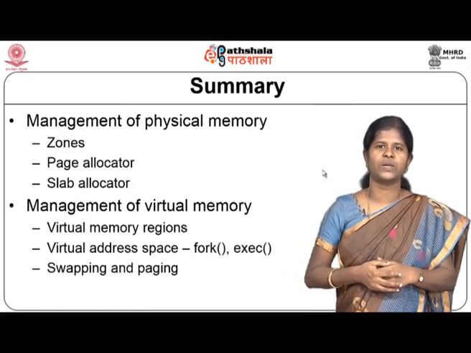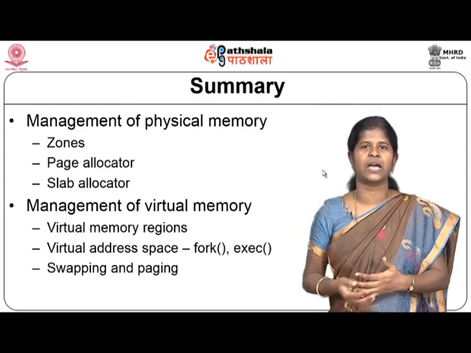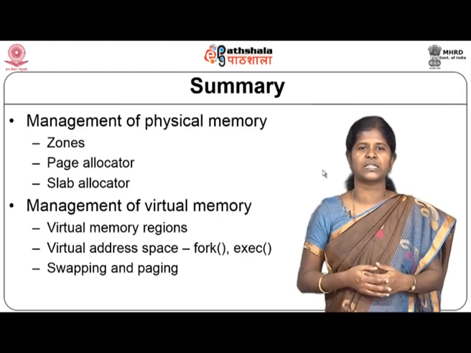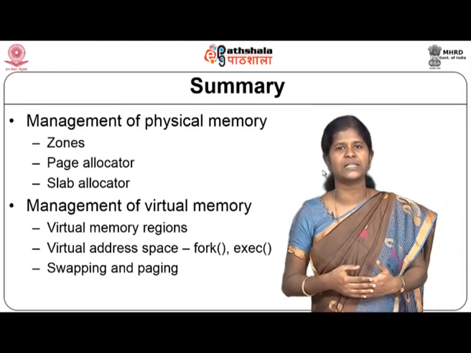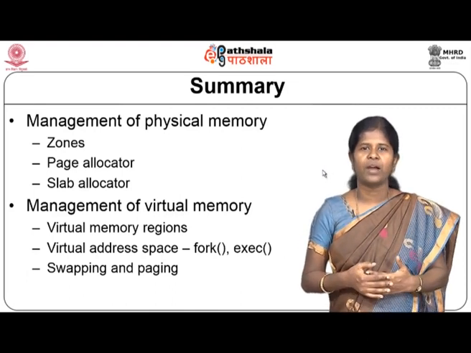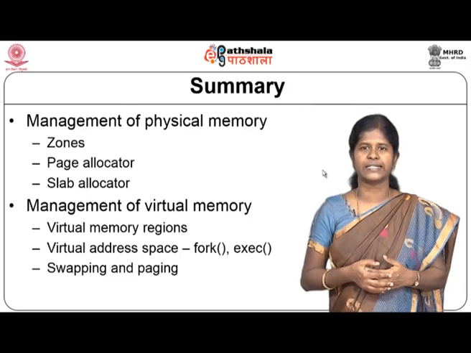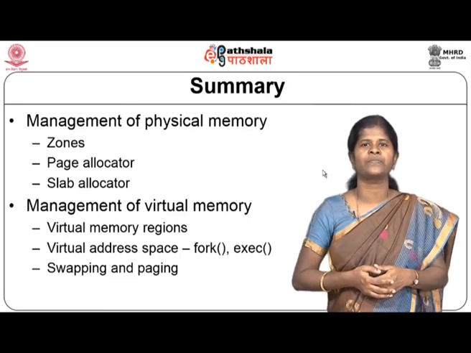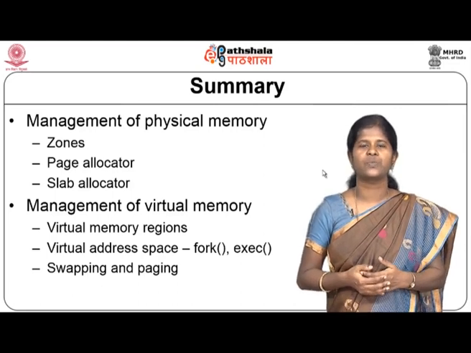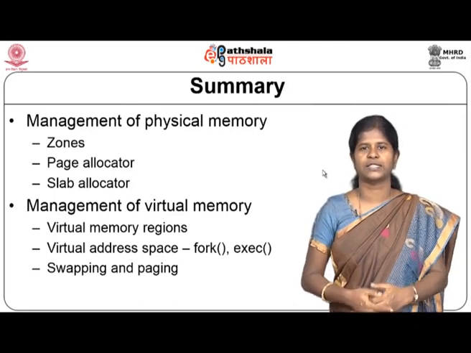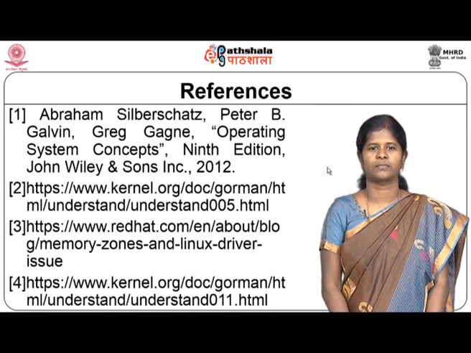We saw that virtual memory is divided into different regions like the text, data and stack. You can have a demand 0 region, etc. And then we saw that new virtual address space is allocated during a fork as well as during an exec. And then we saw details related to swapping and paging, and the policy that is used for swapping out or paging out pages. The references. Thank you.